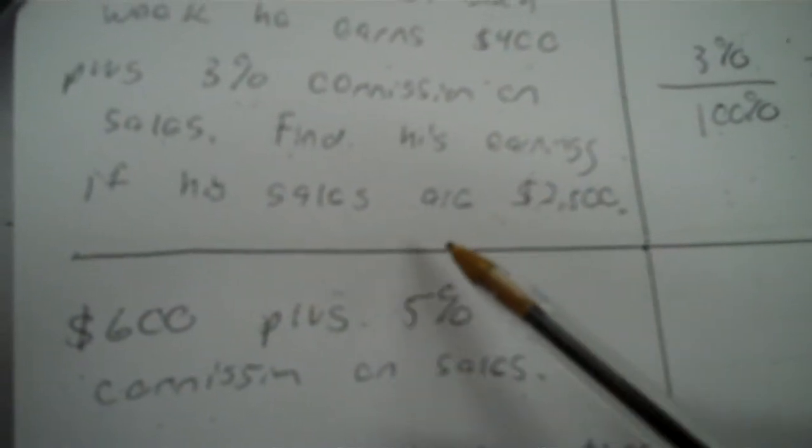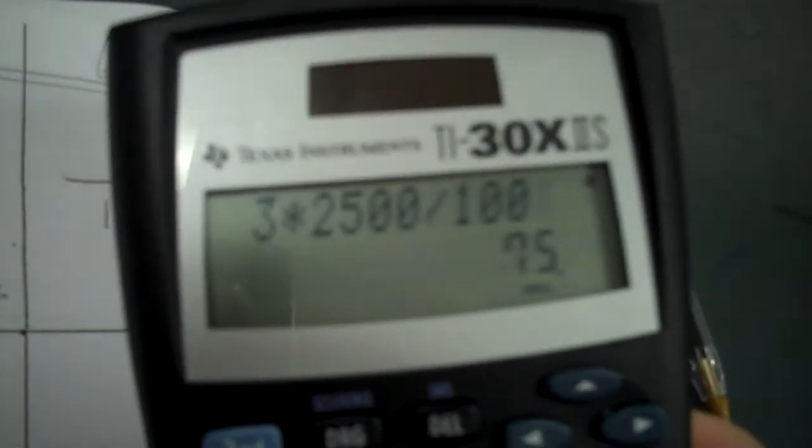His sales are $2,500, okay? And I put X here, and now I can cross multiply and divide. So 3 times 2,500 divided by 100 is $75. But remember, he makes 400 no matter what, so he made $475, okay?